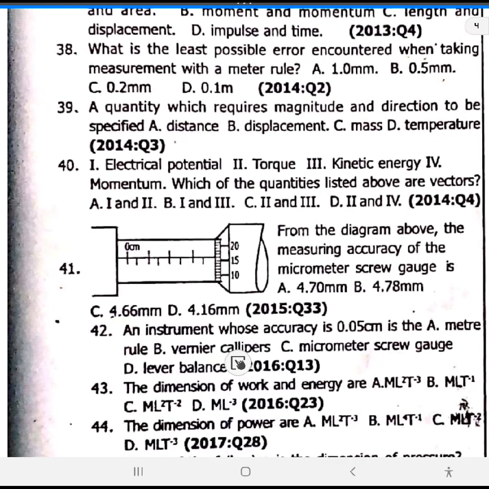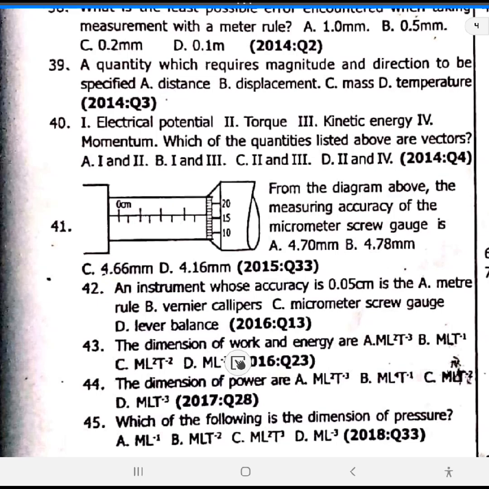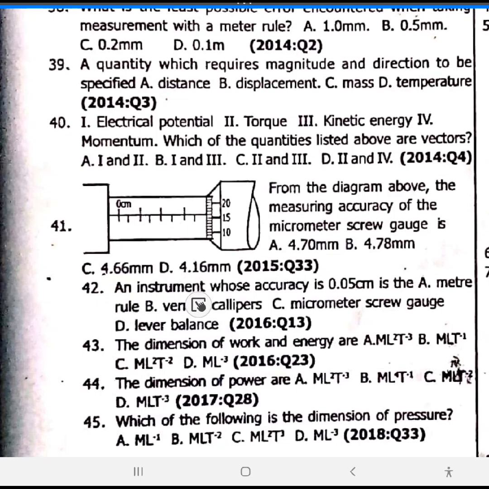41, I'll need to demonstrate it differently. The question actually stopped at 45. 46. An instrument which accuracy is 0.0. I will demonstrate this one too. The dimensional analysis demonstration, all of them here will be demonstration.